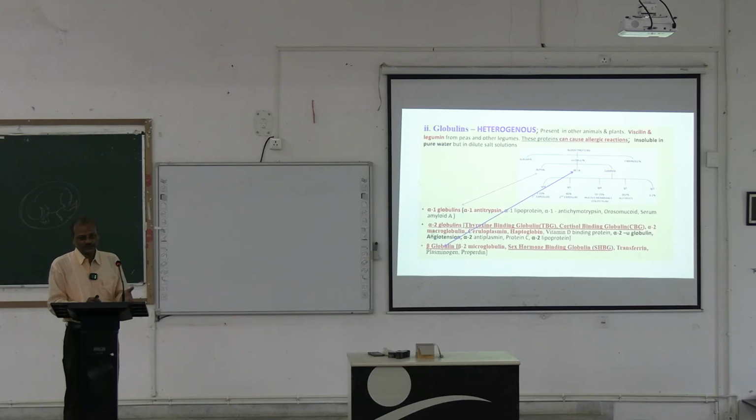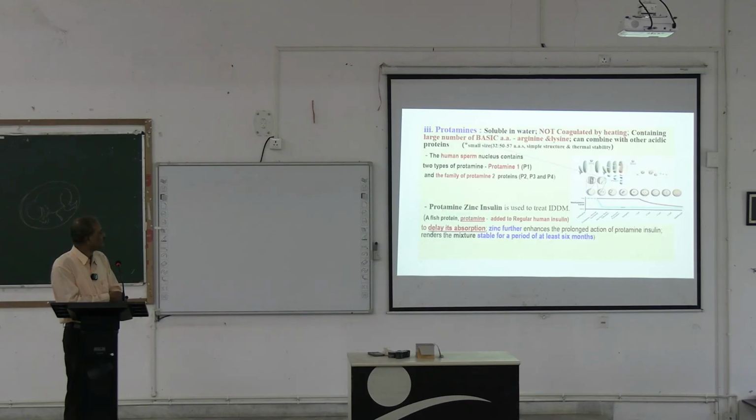So which category does it belong to? It belongs to beta. Sex hormone binding globulin belongs to the beta globulin category, not alpha 1 or alpha 2. Thyroxine binding globulin, or TBG, belongs to alpha 2 globulin. Okay, so these are the minor points which you are likely to miss. That's why I am telling you.